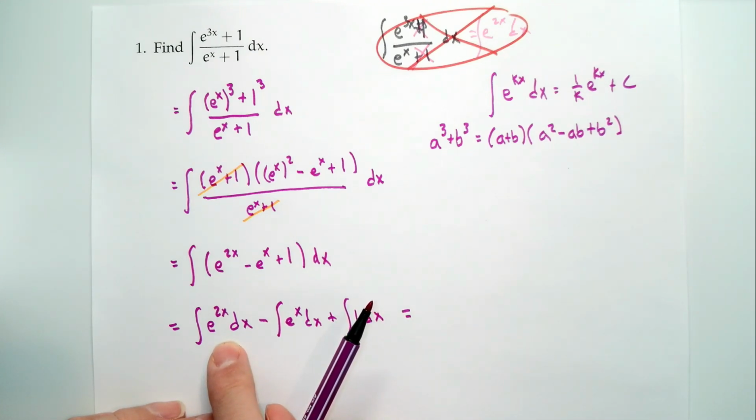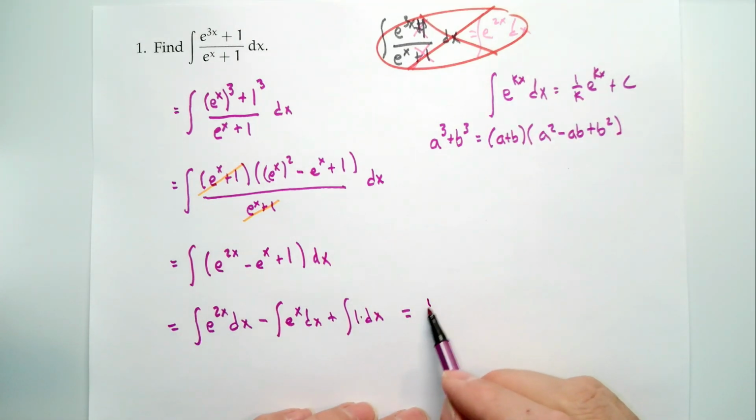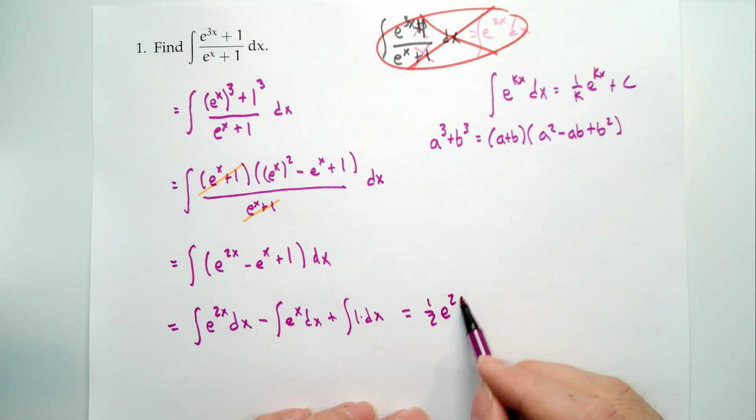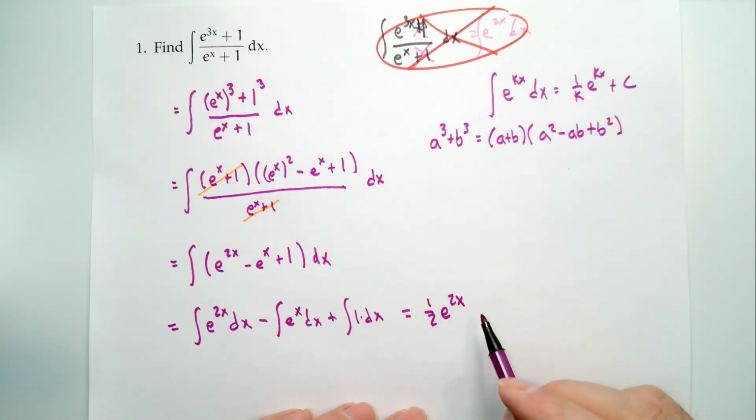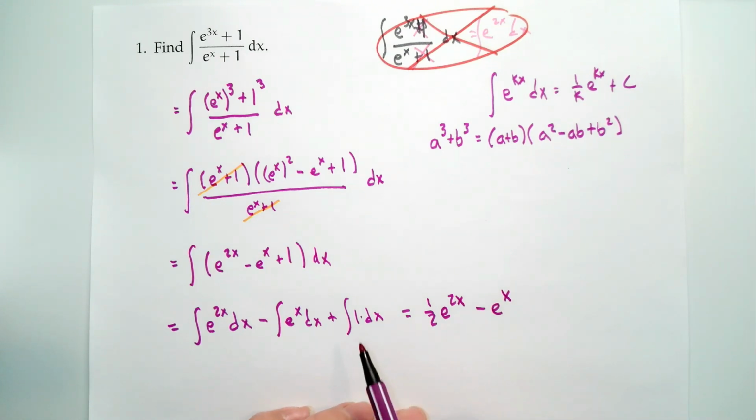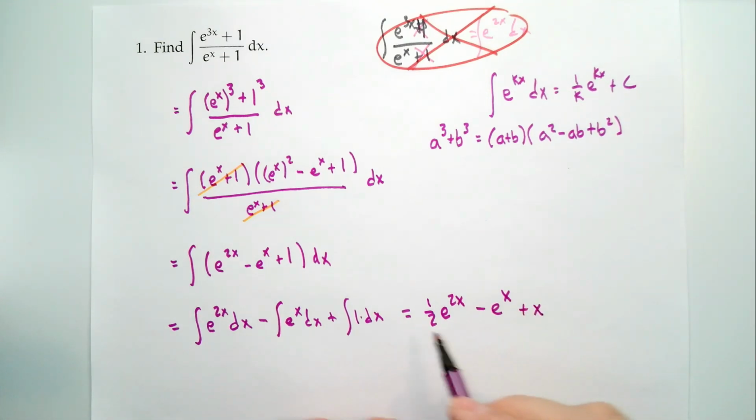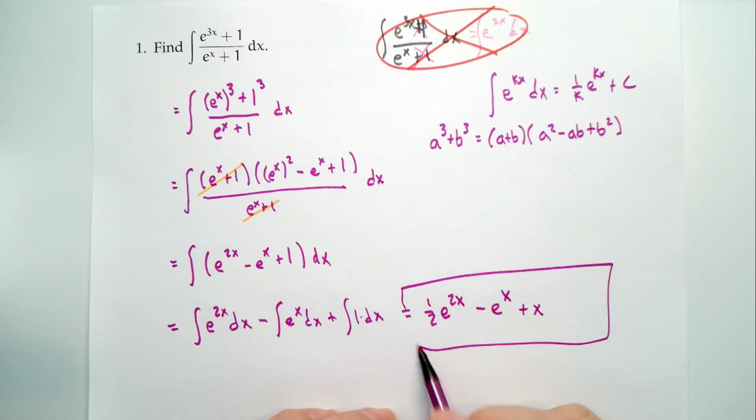Integral of e to the 2x, that's like k equals 2. So that would be 1/2 e to the 2x. Integral of e to the x, well, that's e to the x. That's a nice simple rule. Integral of 1, we didn't write that one down, but I think you might know that one. The integral of 1 is x. Good. And there we go, right?